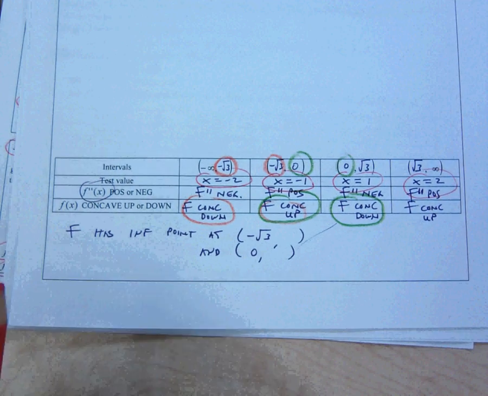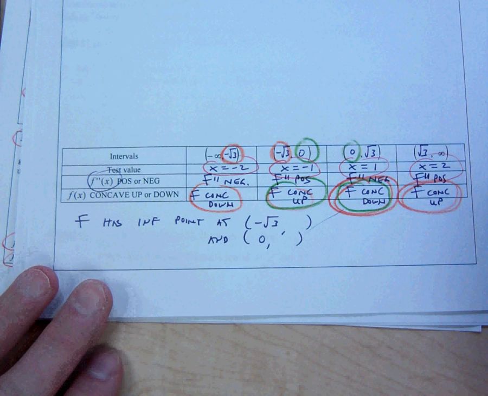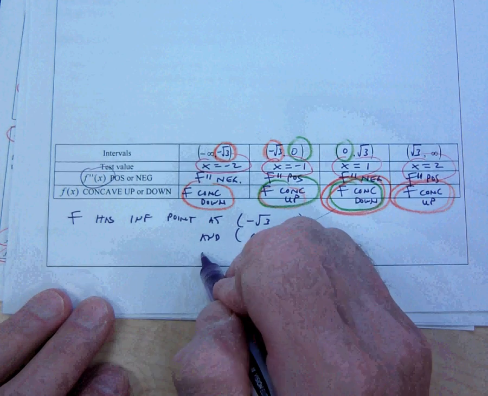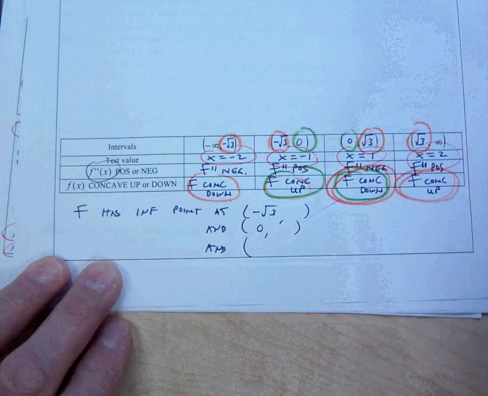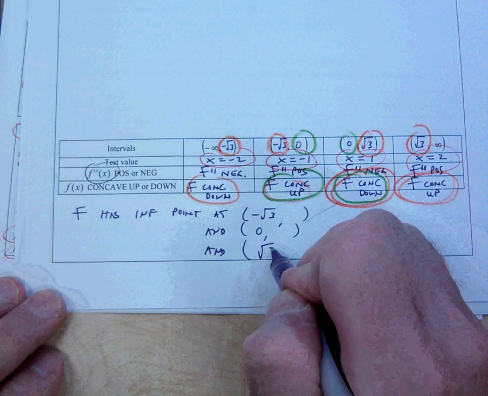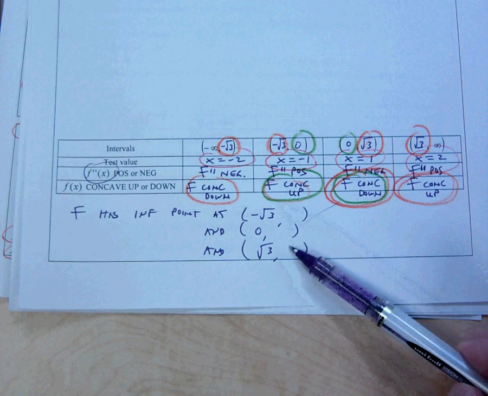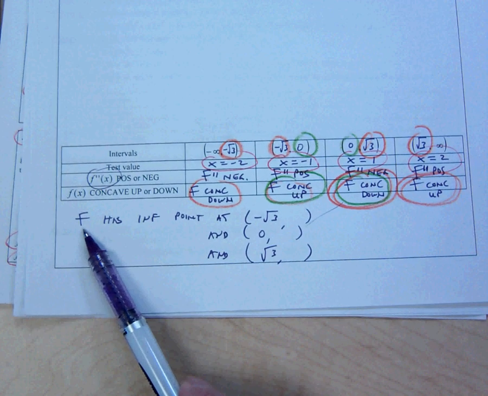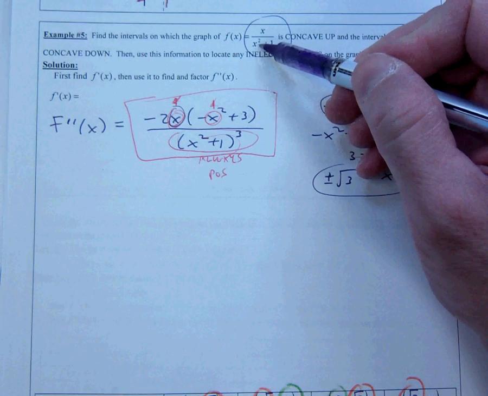And then what happens here? F goes from concave down to concave up. And so that would be maybe another inflection point at square root of 3 comma something, right? All right, and so at this point, guys, how would I get the y values now? Plug them back into F. Aren't these inflection points on F now? So shouldn't I plug these into F to get the y values? If I stick -square root of 3 into there, what do I get? Well, let's see, -square root of 3 squared gives you 3 plus 1 is 4.